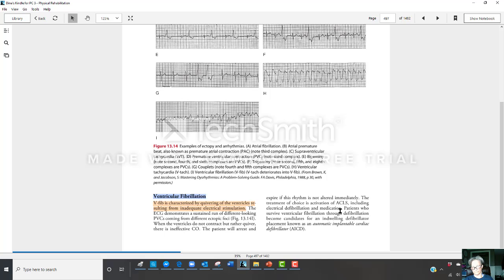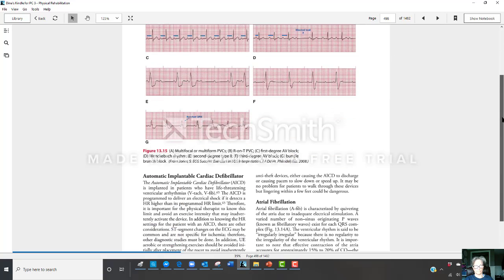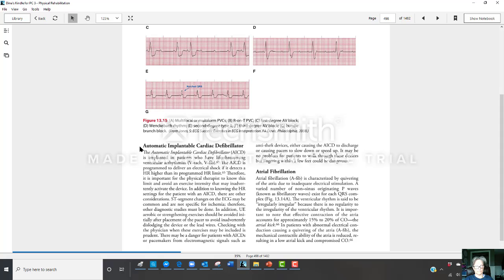Patients who survive ventricular fibrillation through defibrillation become candidates for an indwelling defibrillator placement known as an automatic implantable cardiac defibrillator, AICD. The AICD is implanted in patients who have life-threatening ventricular arrhythmias, VTAC, VFib. The AICD is programmed to deliver an electrical shock if it detects a HR higher than its programmed HR limit. Therefore, it is important for the physical therapist to know this limit and avoid an exercise intensity that may inadvertently activate the device.